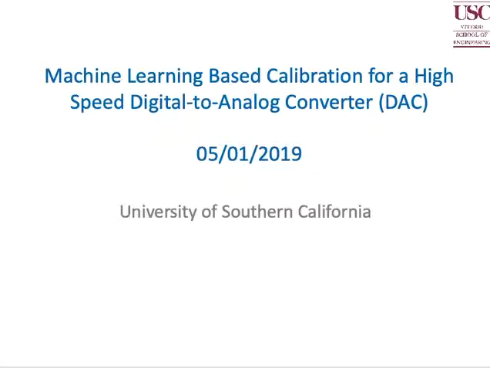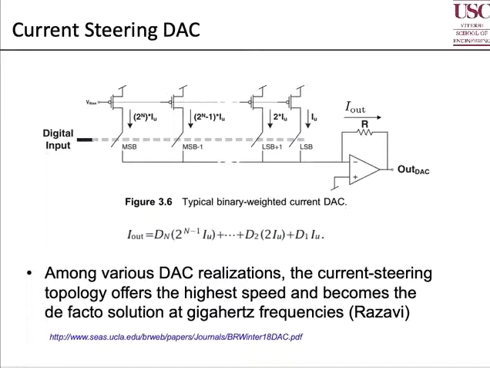Okay, so we're going to be looking at machine learning based calibration for a high-speed digital to analog converter, also known as a DAC. And in particular, we're going to be looking at a current steering DAC. There's a whole bunch of different DAC architectures to choose from, but the current steering one offers the highest speed and becomes the de facto solution at gigahertz frequencies.